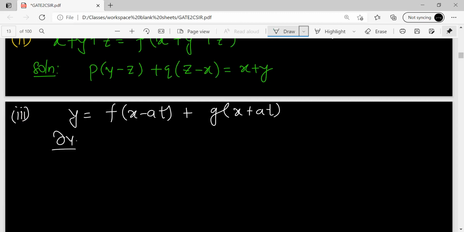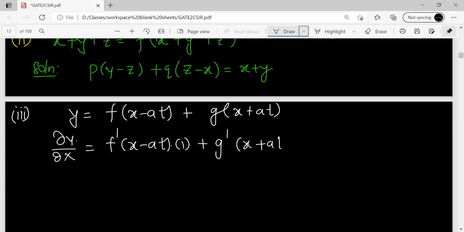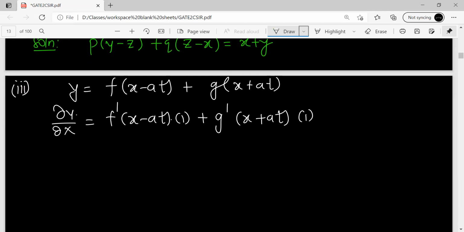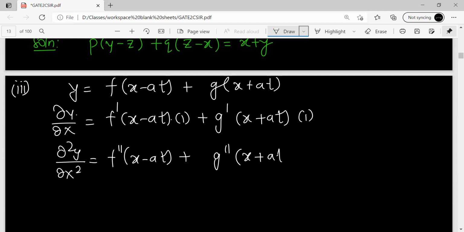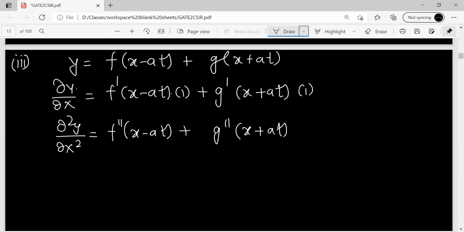Differentiate first with respect to x. So it will be basically f dash of x minus at, and the derivative of x minus at will be 1, and this will be g dash of x plus at, and again its derivative will be 1. This is called the chain rule, of course, what I did just now, and I'll differentiate it one more time. So del square y over del x square will be simply f double dash of x minus at plus g double dash of x plus at. And I'll call this equation 1.